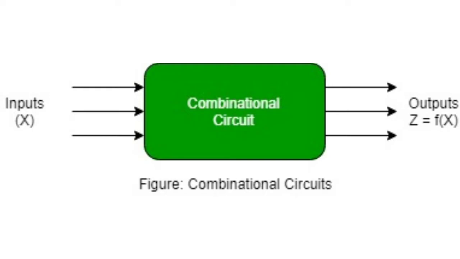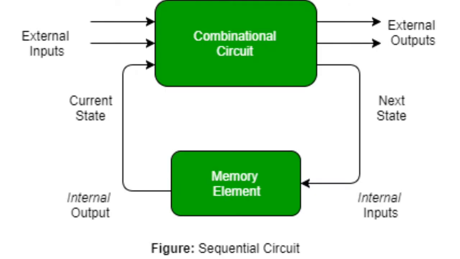But unlike combinational circuits, sequential circuits produce an output based on the current input and the previous input variables. Using a memory element along with the combinational circuit, the sequential circuits are capable of storing binary information. And this binary information defines the state of the sequential circuit at the time.